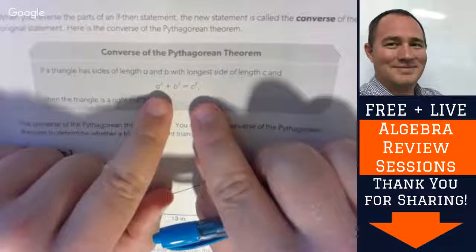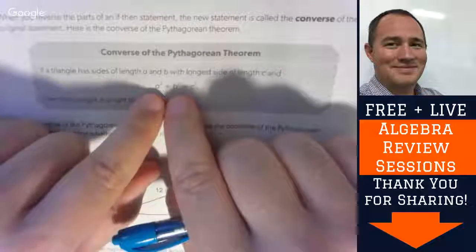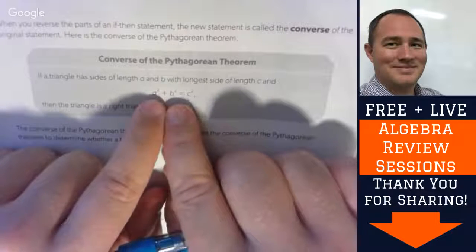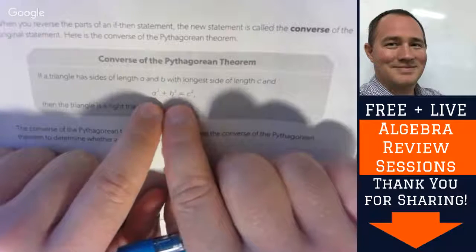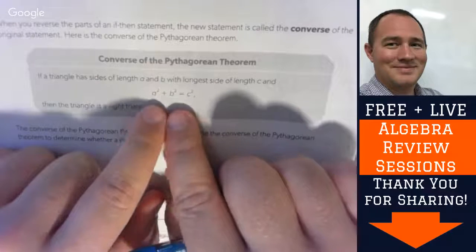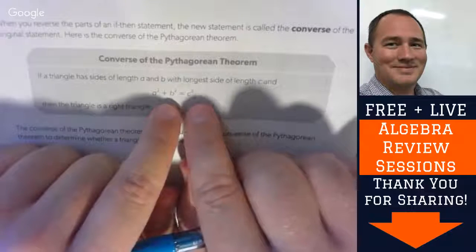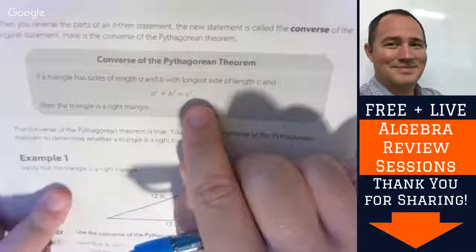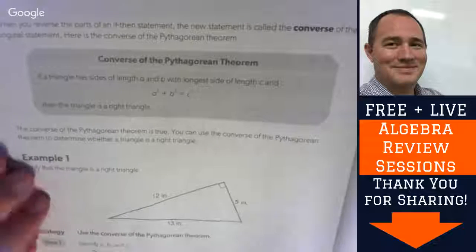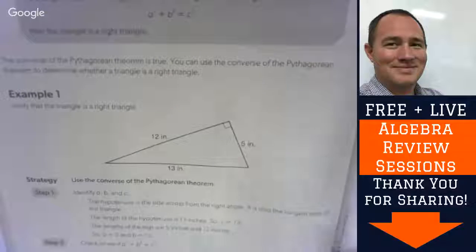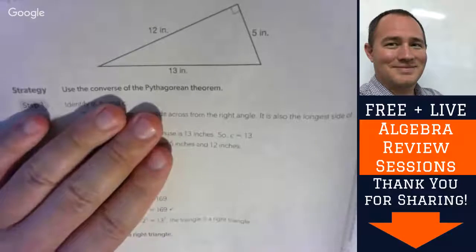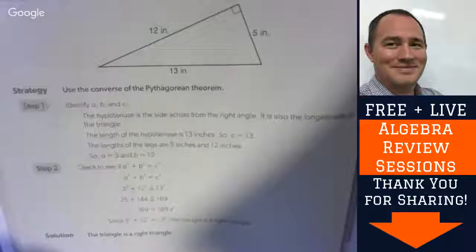So essentially what we're doing is, if we take one leg A and square it, take the other leg B, square it, add them together. If those do indeed match C squared, then we do have a right triangle. So let's check here, follow these steps down here, if we have a right triangle, okay?